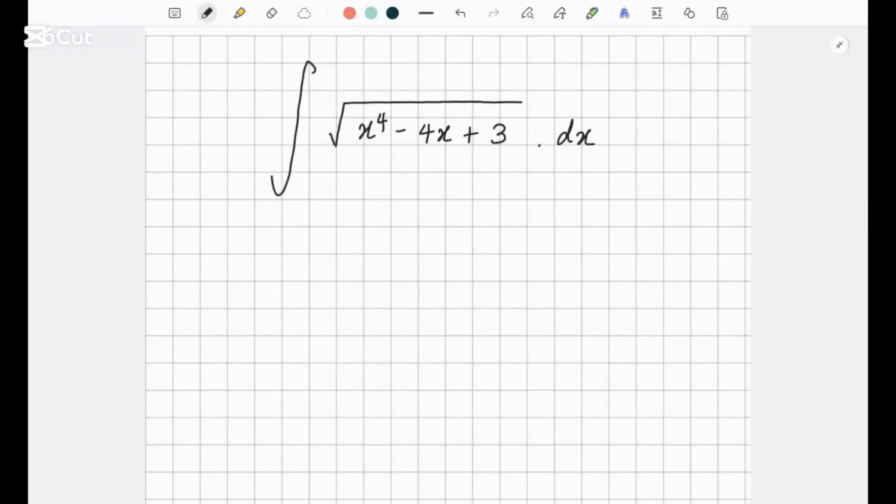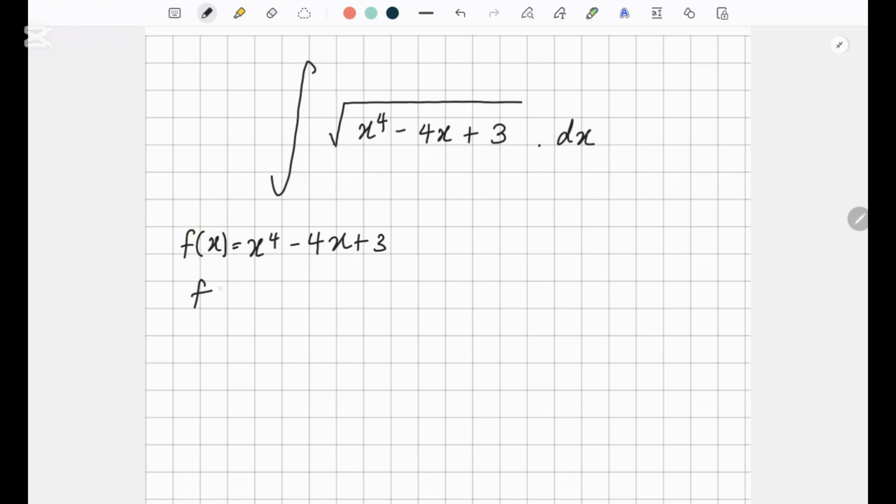Hi everyone, I'm going to show you guys how to solve this MIT integral. So what you could first do is factorize the polynomial you have inside the square root, right? So you have x to the power 4 minus 4x plus 3. Let's just call it f(x).